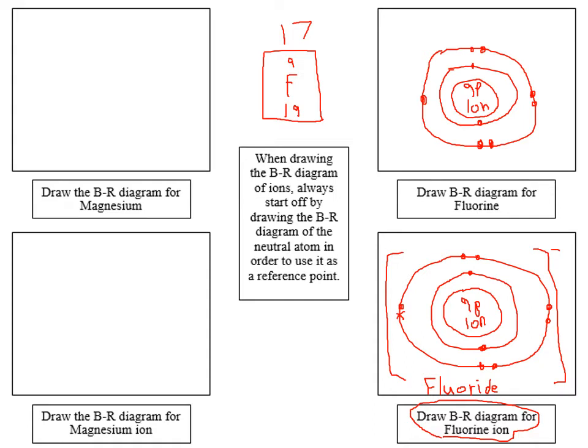So again, the first step would be to draw the normal Bohr-Rutherford diagram, then take a look to see how many electrons you would be adding or removing. In this case, because we have a non-metal, we'd be adding an electron, only 1 needed in this case, so that would give us a charge of -1. Now let's go try a similar example, but this time we're going to do the example for a metal. We're going to try it for magnesium.